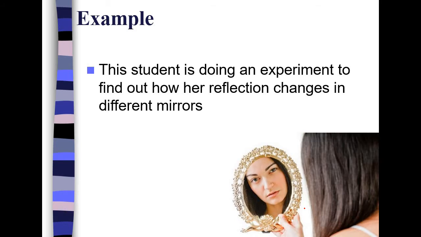For example, this student is doing an experiment to find out how her reflection changes in different mirrors. So this student makes an experiment using different mirrors to observe how the reflection changes in different materials.